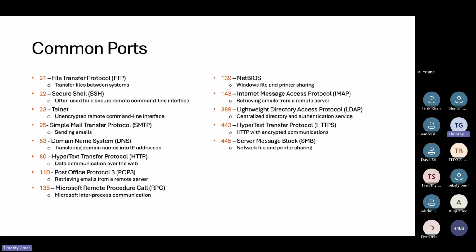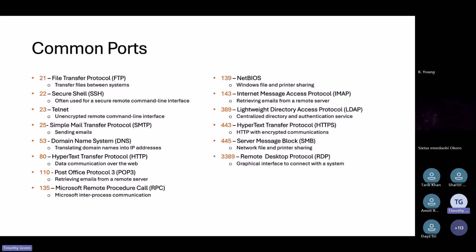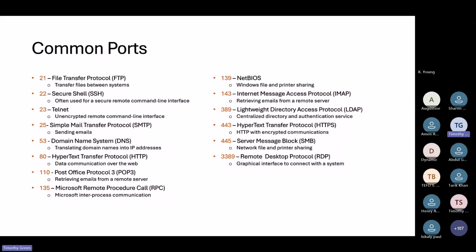We have 445, or SMB, Server Message Block. Again, this is for Windows. It is used for network file and printer sharing in an internal network in an organization. We have 3389 for RDP, Remote Desktop Protocol. This can be used for a graphical interface, whereas SSH can be used for command line. When you use SSH, you won't have access to click a button or a graphical user interface. You won't have access to that.